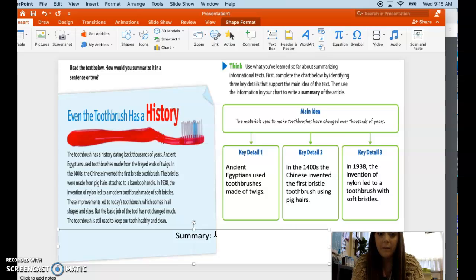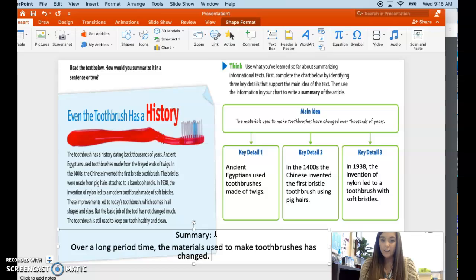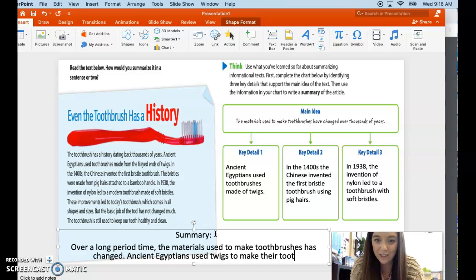So it's over a long period of time, the materials used to make toothbrushes have changed. All right, so there we have our main idea of the paragraph in our summary. So now I'm just going to include some of our key details as examples. So I'm going to say ancient Egyptians used twigs to make their toothbrushes.